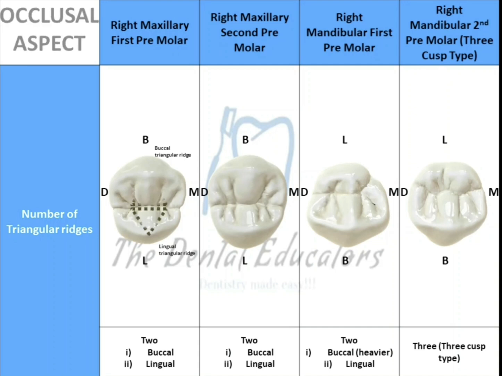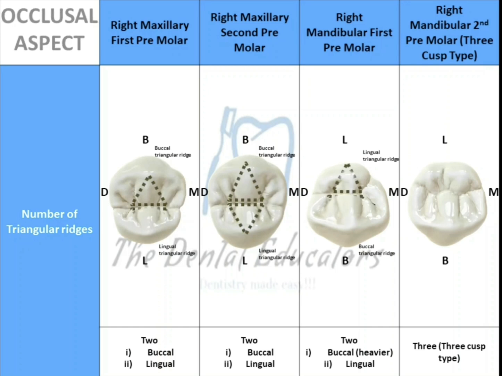Similarly, the maxillary second premolars also have two triangular ridges, one buccal triangular ridge and the other lingual triangular ridge. The same feature is observed for the mandibular first premolars as well. As they have two cusps, the triangular ridge on the buccal cusp is referred to as the buccal triangular ridge and the triangular ridge on the lingual cusp is referred to as the lingual triangular ridge. But in the case of the three-cusp mandibular second premolar, the number of triangular ridges is different.